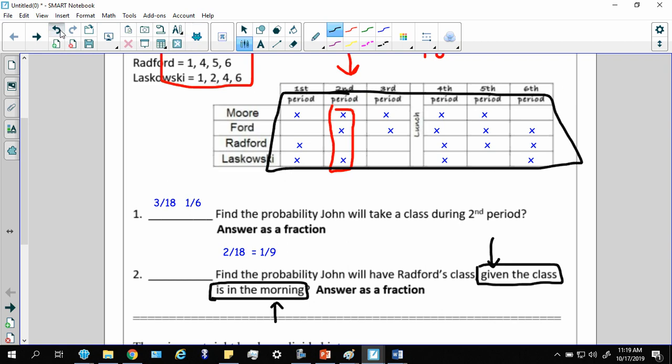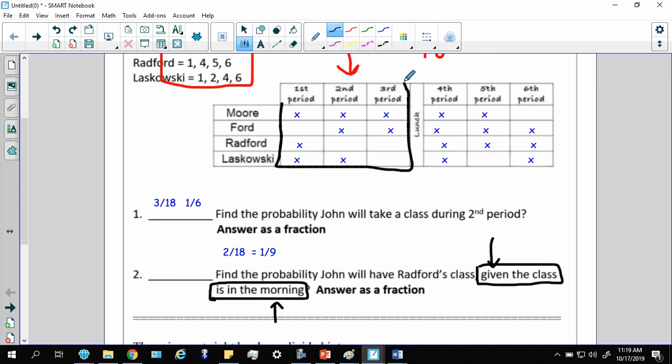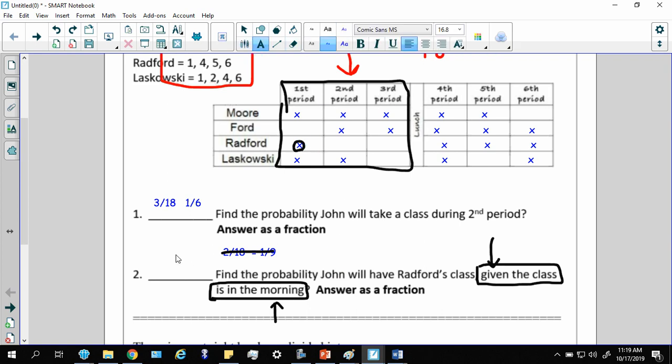You are only doing, and let me get rid of this right here, we don't need that anymore. You're only focusing on the given, which is the morning. All right, so it's only going to be out of the morning. So if you do the math, 1, 2, 3, 4, 5, 6, 7, 8, there's a total of 8 possibilities. So let's get rid of that. So what is the probability John will have Radford's class? There's only one class that Radford teaches in the morning. So you would say this is 1 out of 8. All right. Now, that was kind of tricky. Not everyone got it. Some folks did get it. But just as a reminder, keep that in mind: if there's a given, that means it narrows it down a little bit.